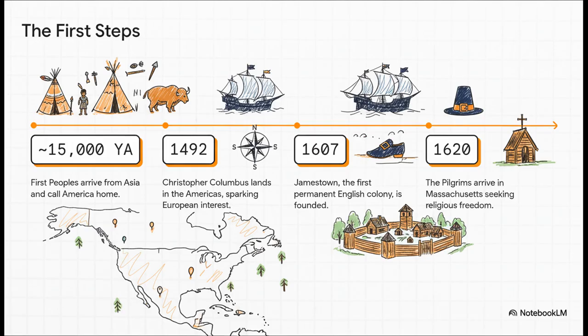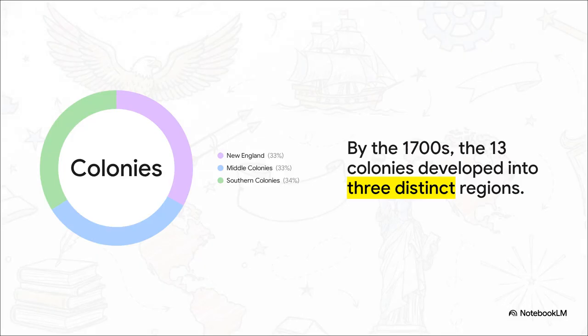A couple of key moments to remember are 1607, when Jamestown was founded, and 1620, when the Pilgrims landed. These were the first permanent English footholds. So, fast forward to the 1700s, and you've got these 13 colonies that have developed into three really distinct regions. You had New England up north with its small farms and fishing, then the middle colonies, which were super diverse and known as the breadbasket because they grew so much grain, and then you had the South, where the entire economy was built on huge plantations, a system that was completely dependent on the brutal institution of slavery. This division is going to be super important later on.